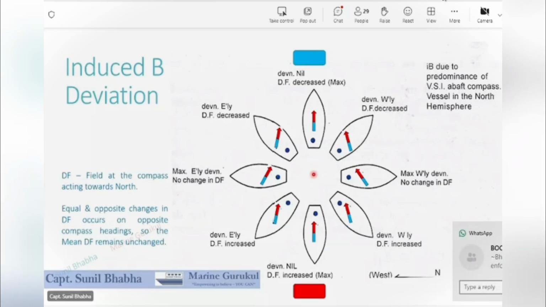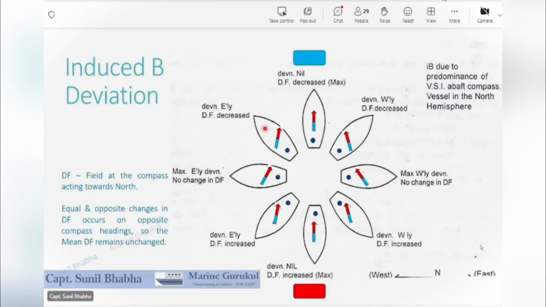Now, how does this induced B affect the directive force? You see, with the ship heading in the northerly direction, this blue pole of the funnel is opposing the south pole, which is of red polarity. The south pole of the earth is of red polarity. The pole on the funnel is blue polarity. So with these poles having opposite polarity, it reduces the directive force. When the ship is heading south, the blue pole of the funnel and the blue pole of the earth match, increasing the directive force at the compass location.